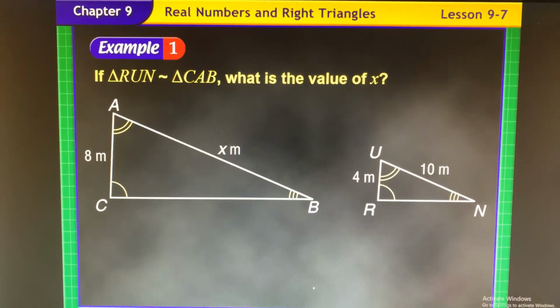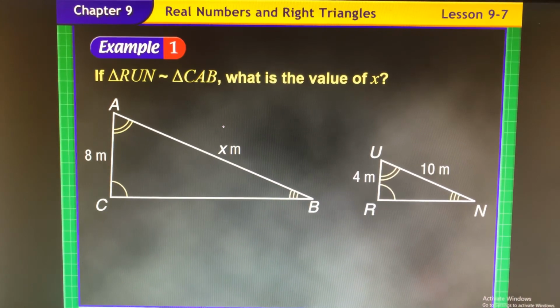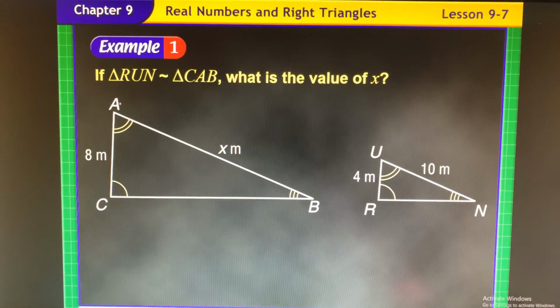So here we have two triangles. We have triangle RUN and triangle CAB. The first thing I want you to notice is up here, how you write it. You use the symbol triangle, and then it doesn't matter what order you put these letters in. And then again, to compare it to this triangle, this symbol right here means similar to. So it's not equal to it. Clearly you can see the two triangles are not equal, but they are similar.